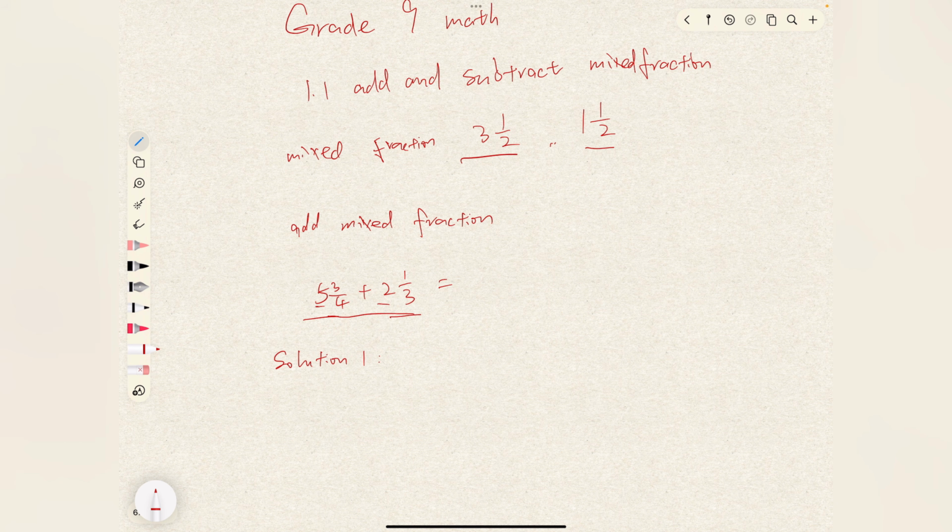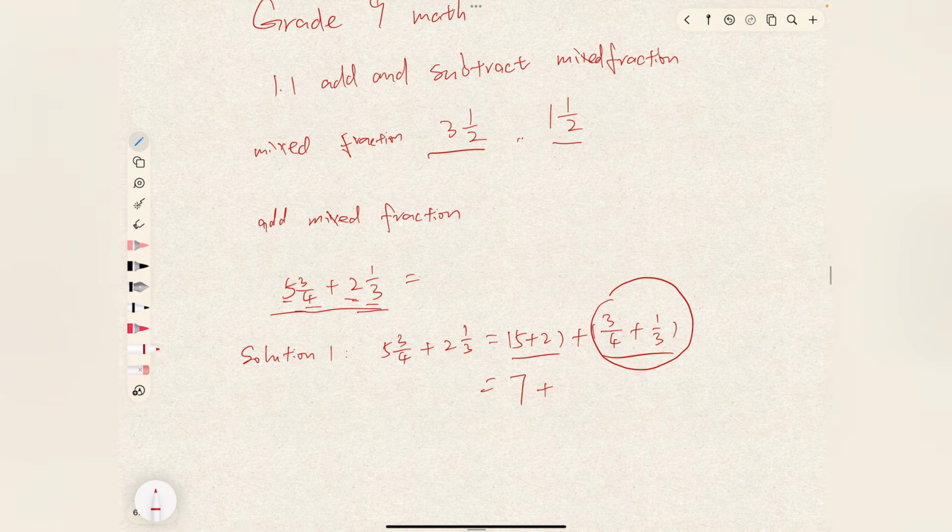We can use the whole part as the whole part and the fraction part as the fraction part. So 5 3 over 4 plus 2 1/3 equals 5 plus 2 plus 3 over 4 plus 1 over 3. This part will give us 7. For this part, we just need to do the fraction addition. So we need to get the LCD for them. Let's just look at this part.